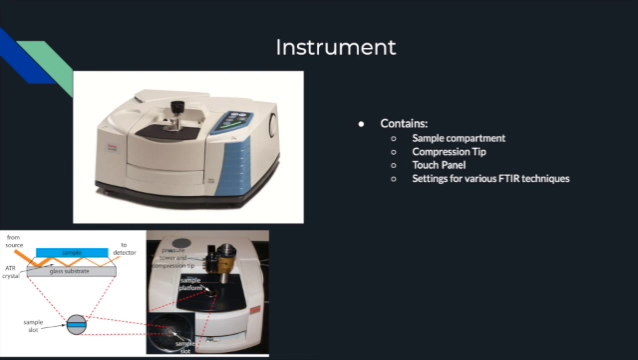The instrument itself has a few components that can be categorized. One is the sample compartment, and the other is a compression tip. The compression tip is used to hold the sample in one place so that the beam can easily hit the sample. And on the newer instruments, there's also a touch panel included so that the users can switch between various FTIR techniques.